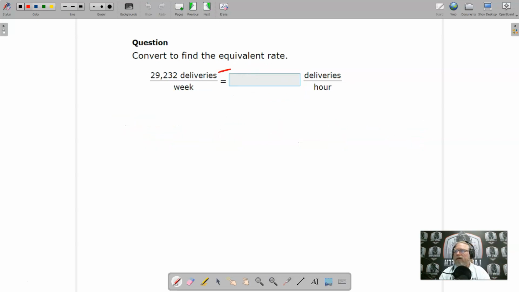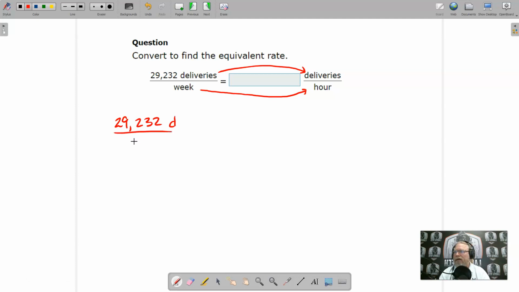Next one, we're going deliveries to deliveries. Now you're like, what kind of measurement is that? Well, we know we don't have to convert, right? Because it doesn't change, but weeks to hours does. So 29,232 deliveries. We'll just go D for deliveries.